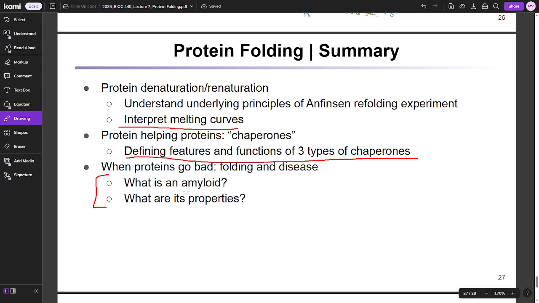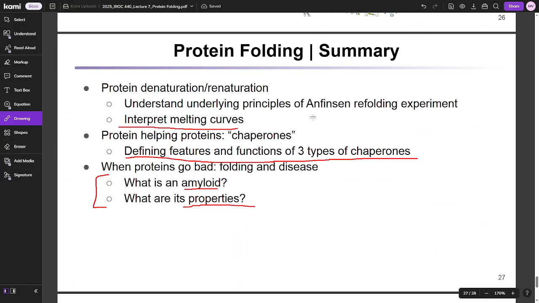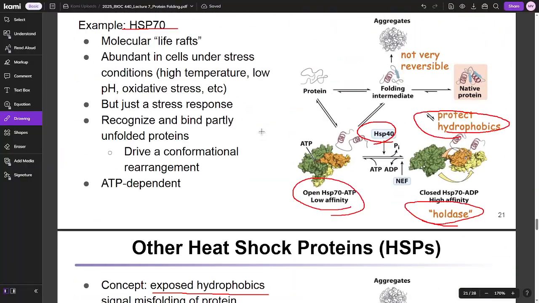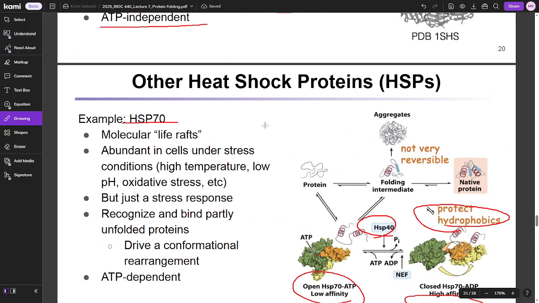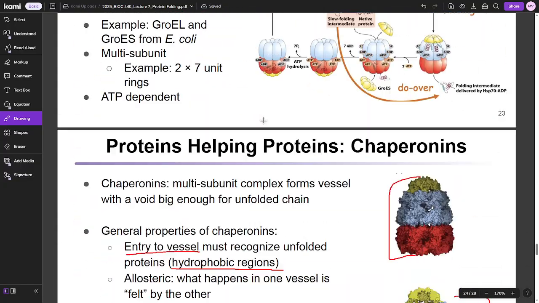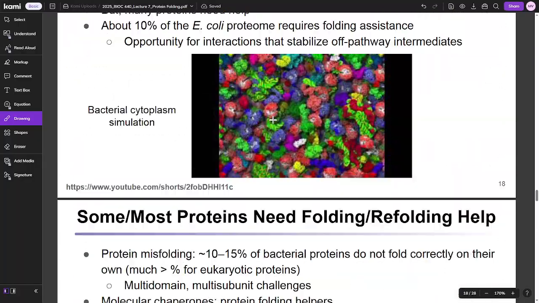For amyloid, just know it's a misfolded aggregation of protein, the aggregation of misfolded proteins. And what are its properties? They're proteins that don't work and they are insoluble, because they aggregate. For the chaperones, I think heat shock proteins are important to realize. I think that's really all.